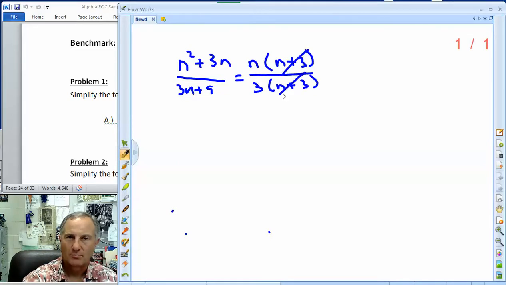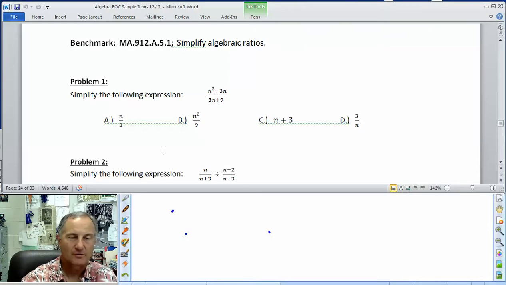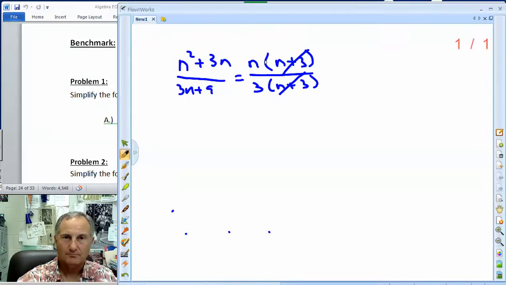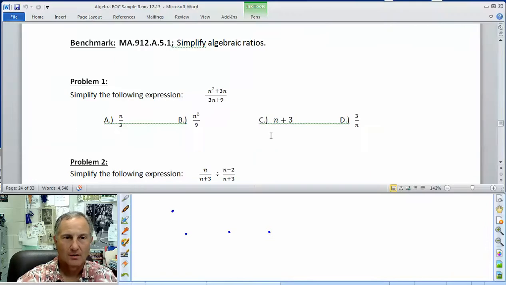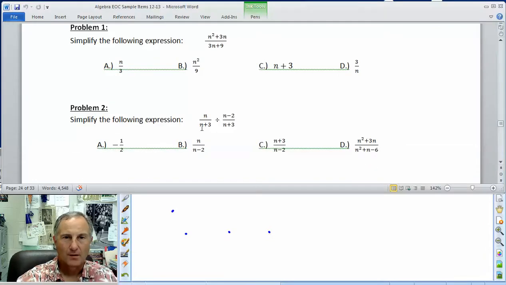Okay, boom, common factors right there. N over 3 is our answer, and that's A. When you look at it, that's A. Boom, right there. There's your n over 3. Okay, just simplify it right out. That's what's left.